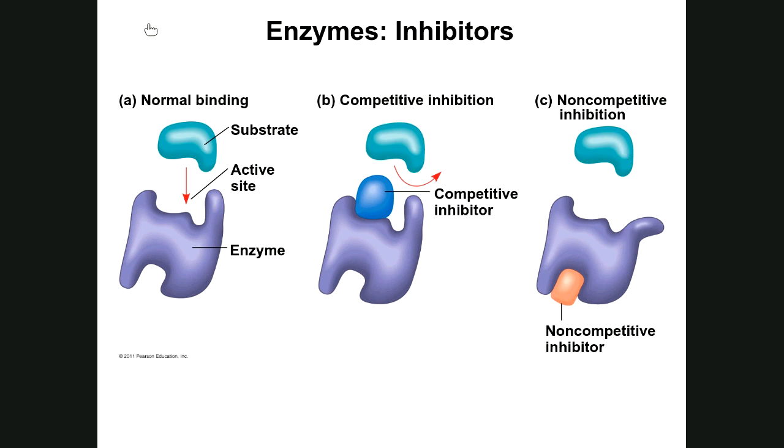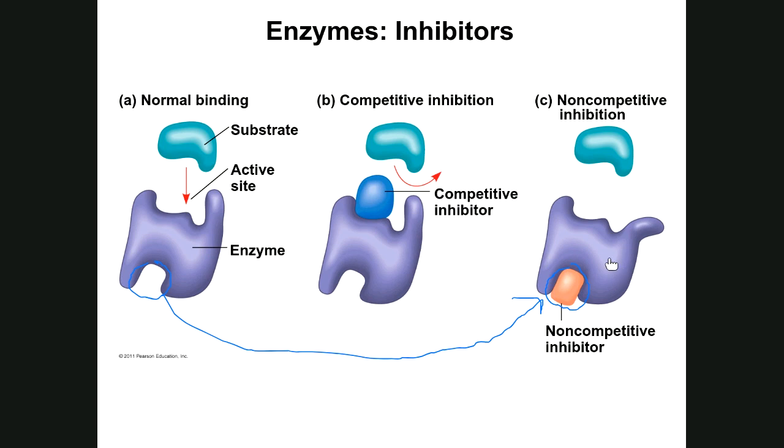What they found is there were molecules that could bind to an area on the enzyme away from the active site. Notice in this case, the inhibitor, the molecule, it's not competing with the substrate for the active site. Instead, it binds to a region of the enzyme away from the active site. But this inhibitor, when it binds to a region on the enzyme away from the active site, it causes the enzyme to lose its normal shape.